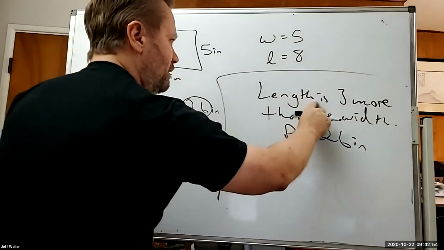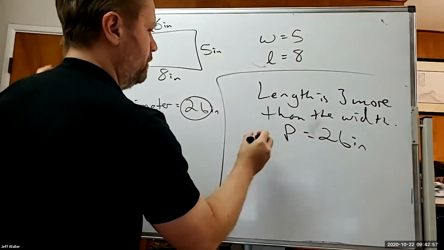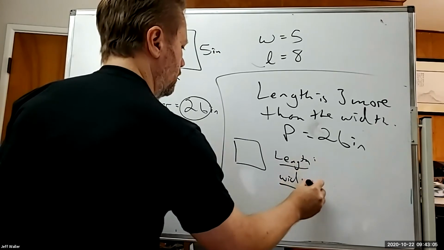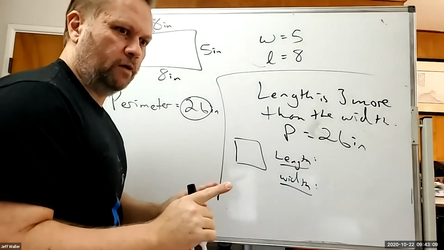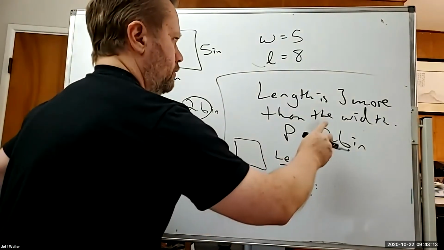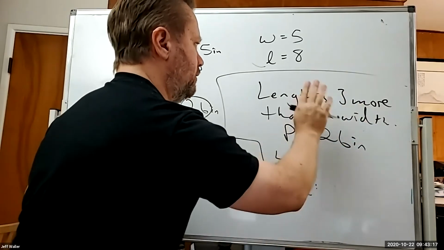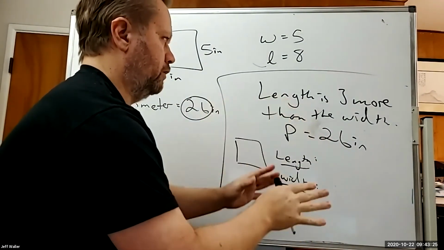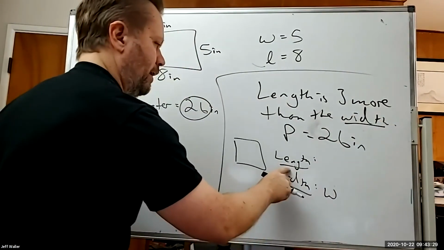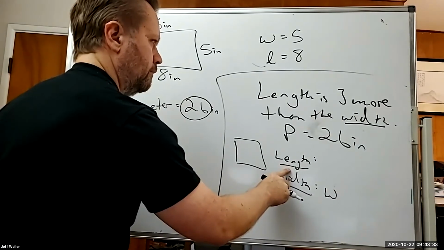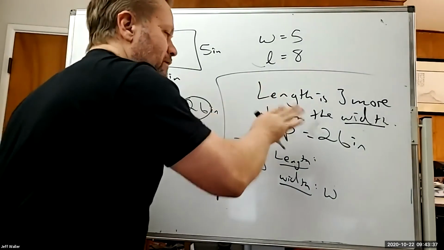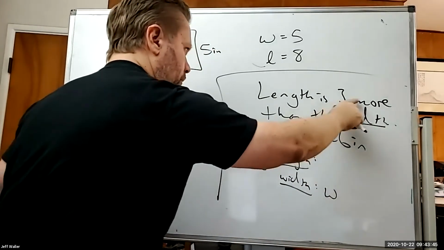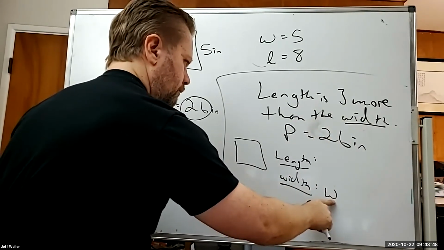Now watch. The length is 3 more than the width. So forget that we know the answers for a minute. I've got length and I've got width. Stay with me now. So obviously, which one is just going to be a letter? The length is 3 more than the width, so which one do I have to know first? Yeah, the width. So let's call the width W. And then what's the length? No, it doesn't have to be its own letter, because the length is 3 more than the width. So if the width is W, what's the length? It's 3 more than that. 3 plus W. Yeah.